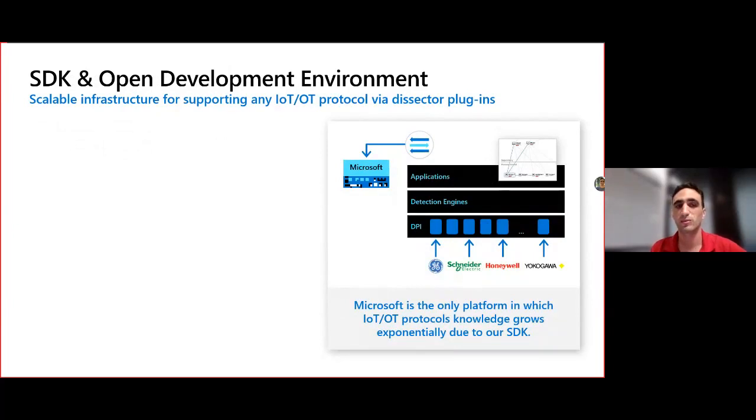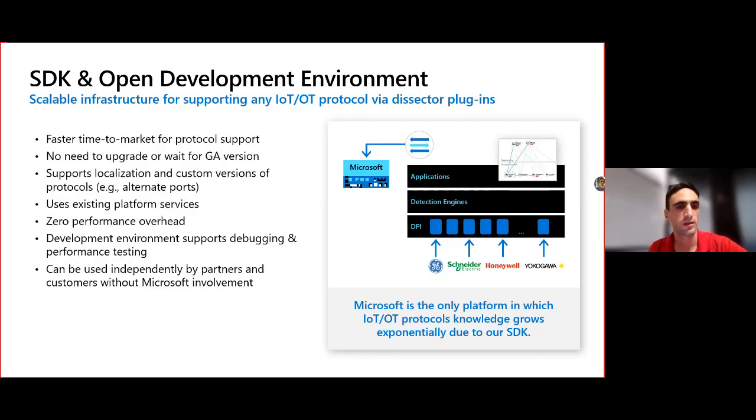And the development is done in an SDK. I'll show some screenshots of what it looks like, but generally once you've developed this, you plug it straight into the sensor at the DPI level, as I showed earlier on. And this offers faster time to market for protocol support. You don't have to wait for a new GA version or an upgrade, no downtime.